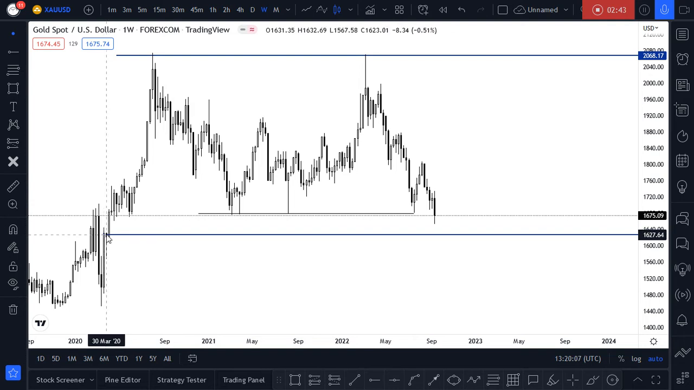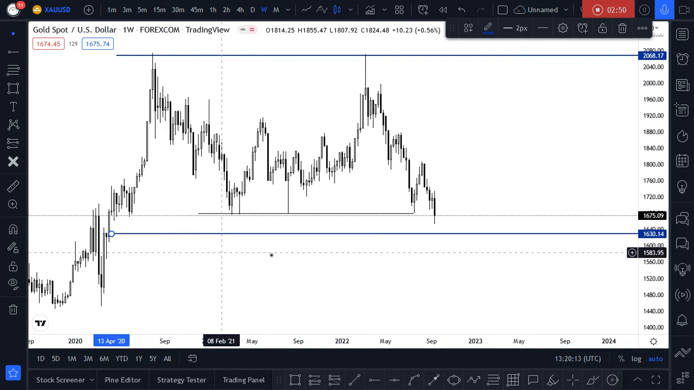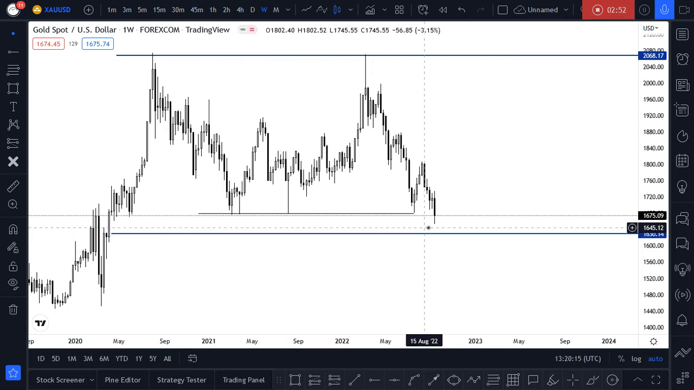1630. Yeah, 1630. So this is why I want price to come down to it before any sort of retracement and all of that.